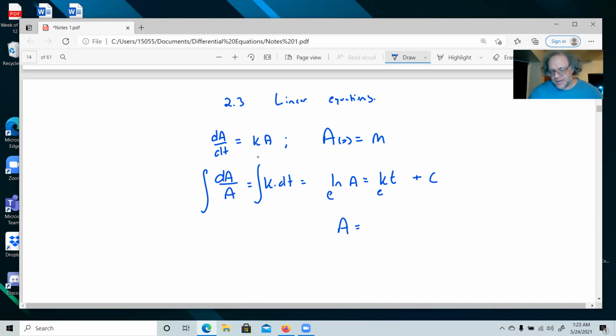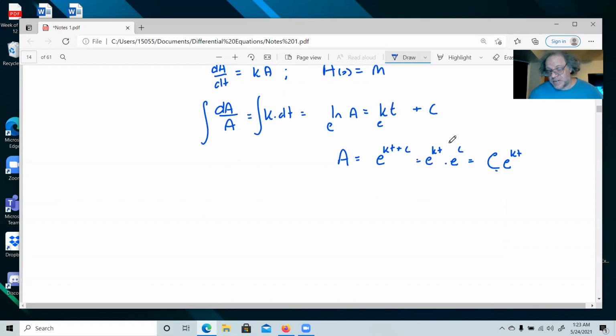So we have A is equal to e to the kt plus c, but remember, e to the kt is times e to the c. That's what the plus means in the exponent position, if you remember your exponent rules. And e to a constant is just a constant. So we're going to say this is c e to the kt. Okay, so we need two conditions: one to get the c, and the other one to nail down the constant of proportionality.